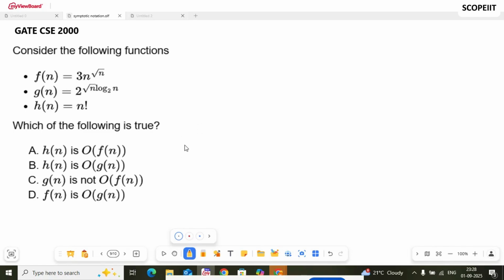Option A says that h of n is big O, that means h of n is less than or equal to f of n. h of n value is n factorial. n factorial is nothing but n to the power n. One more thing: in this question, you can solve it by simplifying. How can I simplify? See, the first one, f of n, is nothing but 3 into n to the power under root of n. Here no simplification is possible. So this is your f of n.